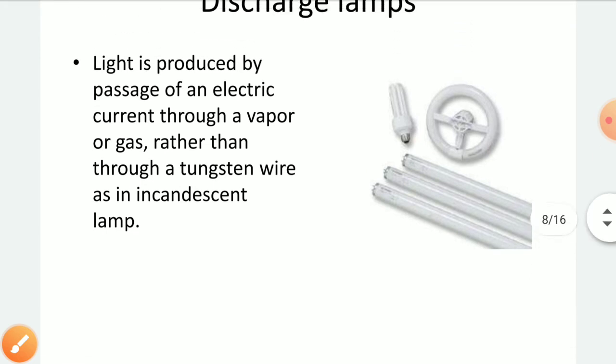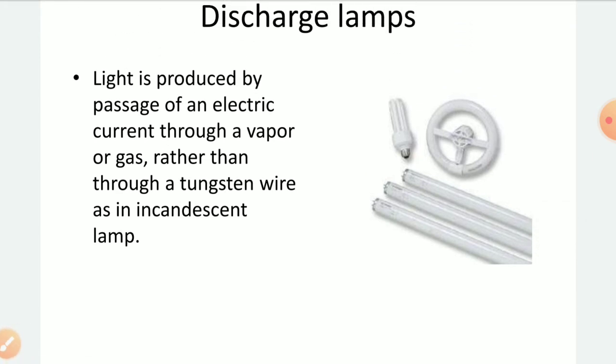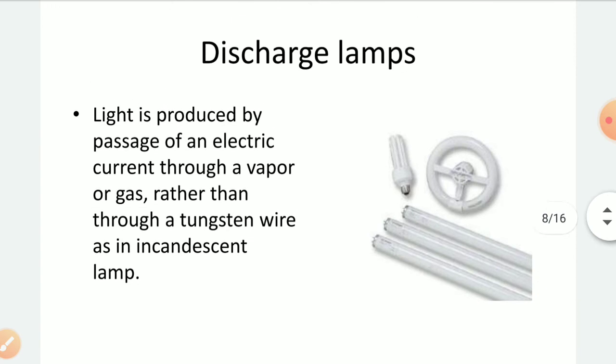So the principle is that light is produced by passing an electric current through a vapor or a gas, rather than through the tungsten wire as in the incandescent lamp. In the incandescent lamp, you pass current through the tungsten wire to heat it up and produce light, whereas here you are passing the electric current through the vapors or gases filled inside the tube. So it is called a fluorescent or discharge type of lamp.